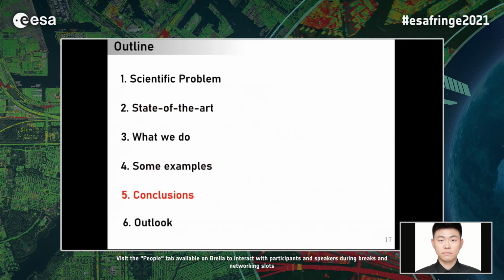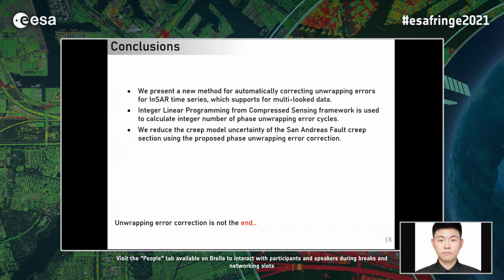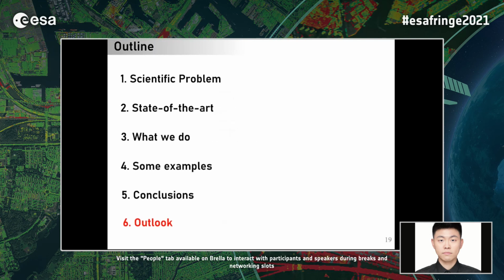Okay, let's draw some conclusions. The first is we present a new method for automatically correcting unwrapping errors for InSAR time series, which supports multi-look data. Integer linear programming from the compressed sensing framework is used to calculate the integer number of phase unwrapping error cycles. The last is we reduce the creep model uncertainty of the San Andreas fault creep section using the proposed phase unwrapping error correction. But unwrapping error correction is not the end. We can include it with other techniques to face the challenge of big SAR data error. Yes, next slide. Let's draw some outlooks on the big SAR data era.